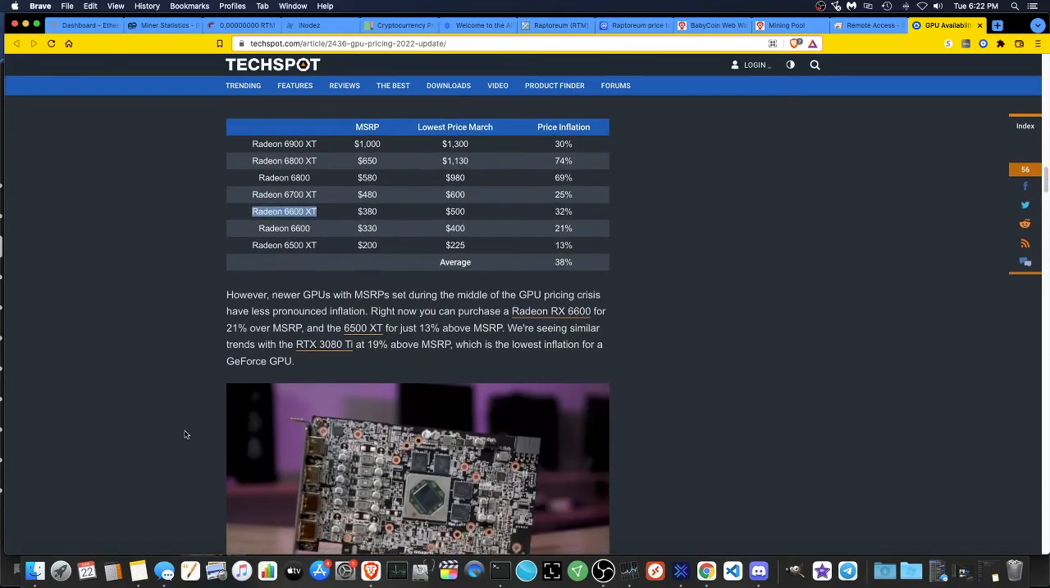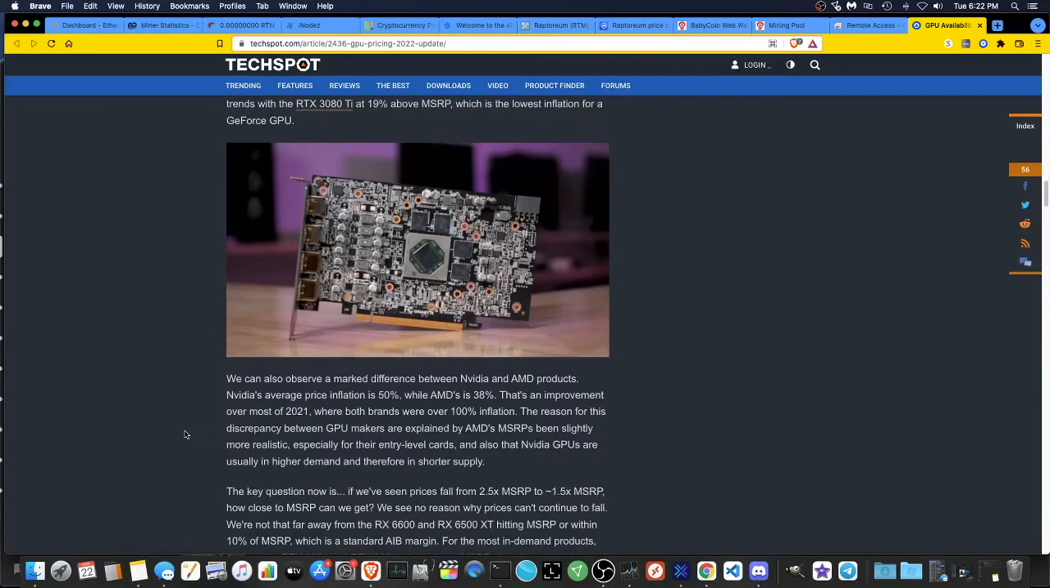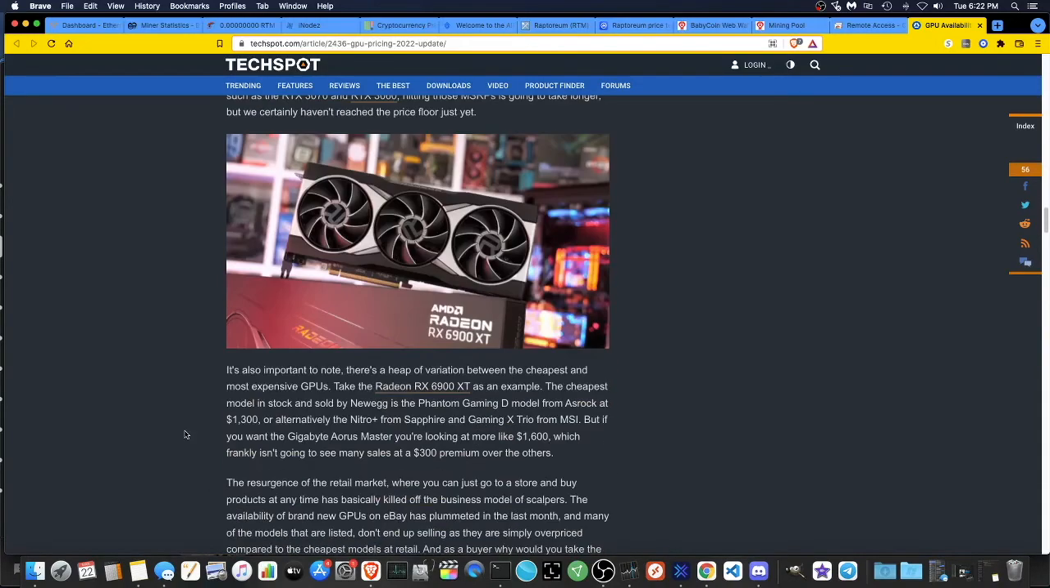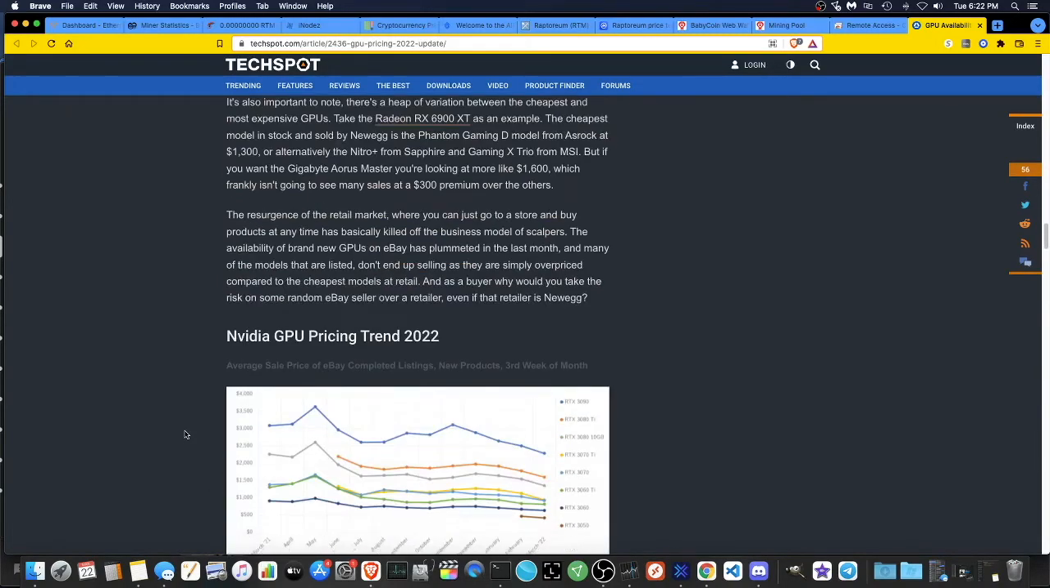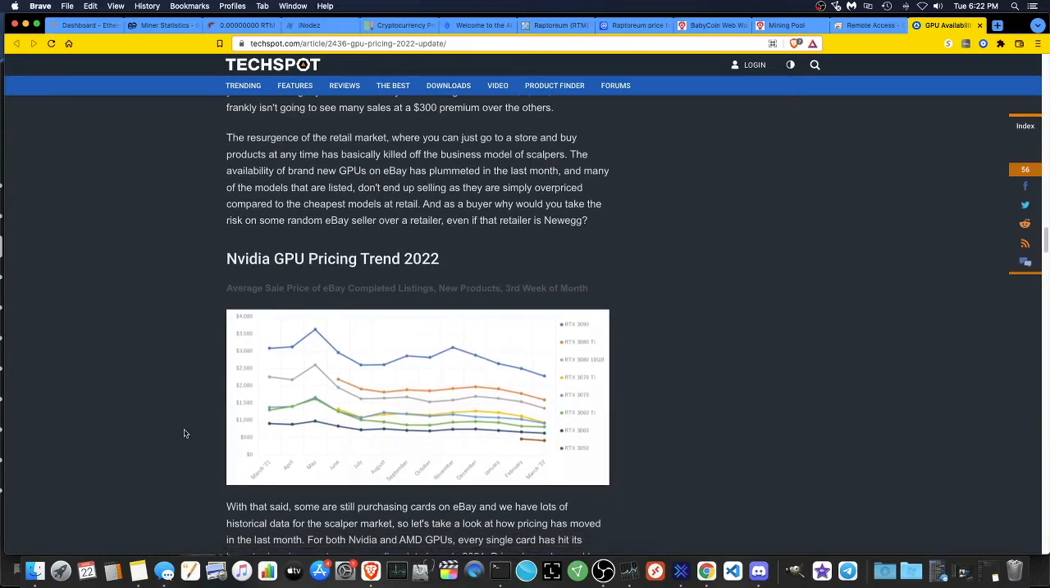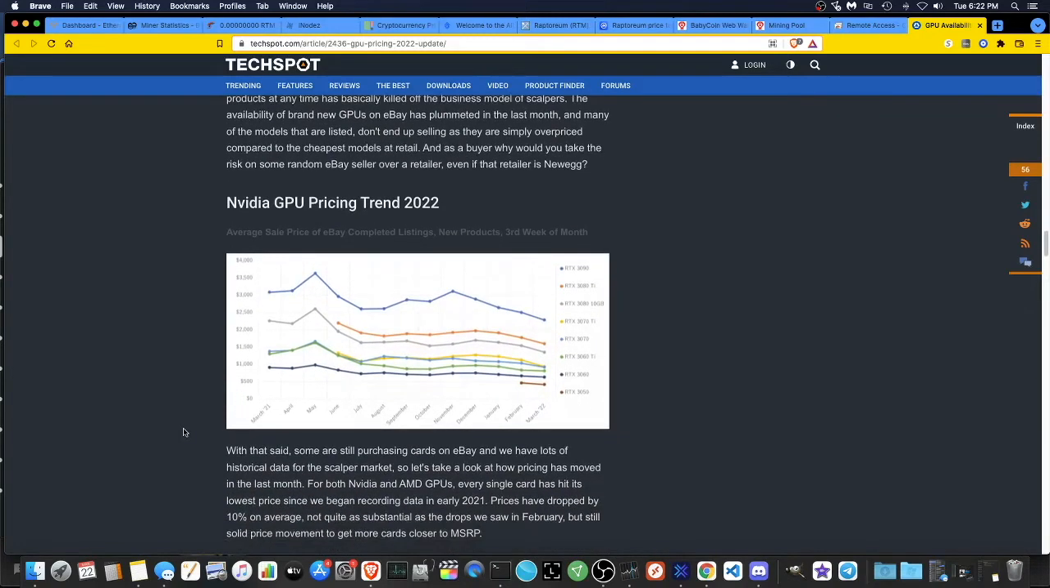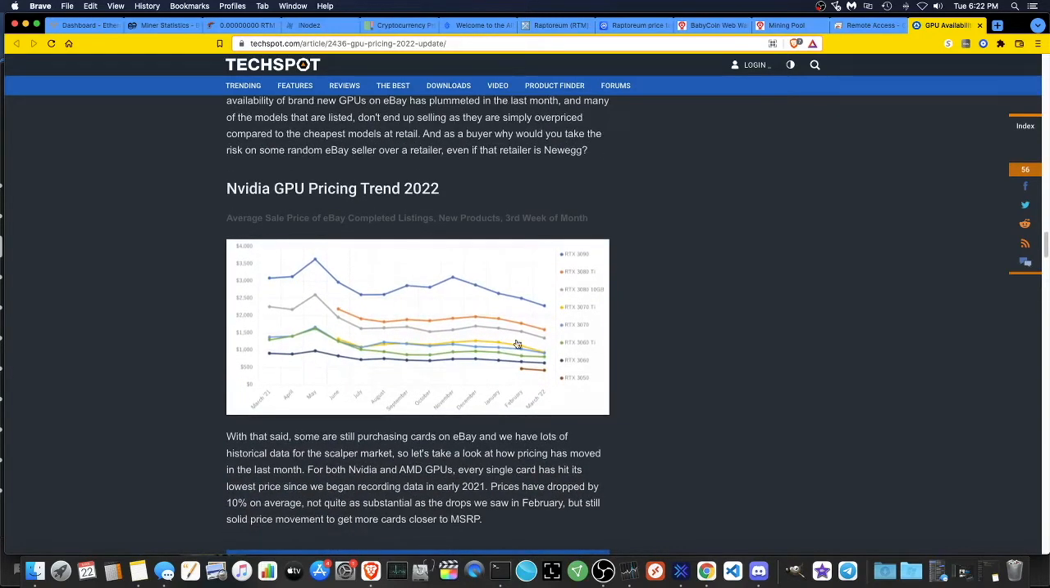Oh, my God. Let's see. They're talking about, let's go down to more charts. It's just more stuff. Here's the NVIDIA GPU pricing trend for 2022. And you can go through and see the cards, 3090, look at this thing. Everything is sloping down. March 22nd, things are sloping down.